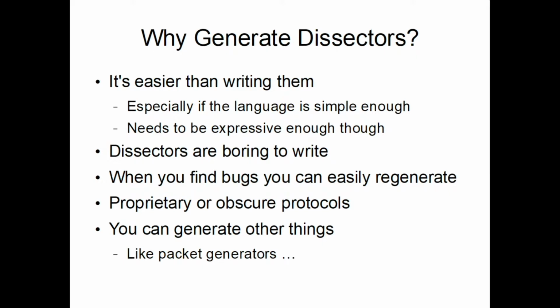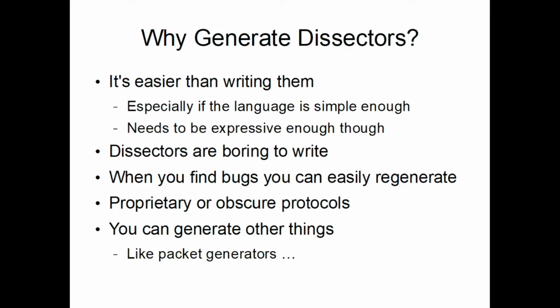And as I mentioned before, when you find bugs, it's easy to regenerate the dissector. The bugs may be either in the description, your description may not be quite right, or the bugs may be in the dissector generator. But once you have a description, you can run it through. You can modify the description and then run it through the dissector generator and generate a new dissector. So it can give you quite quick turnaround time as well.